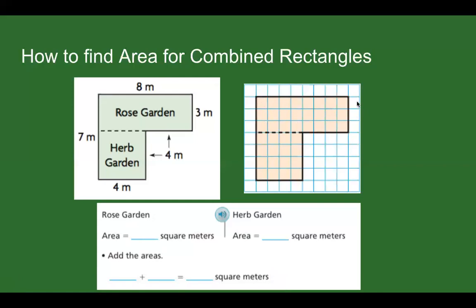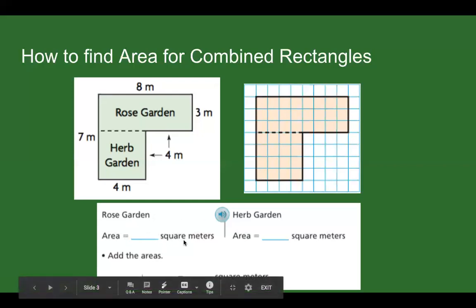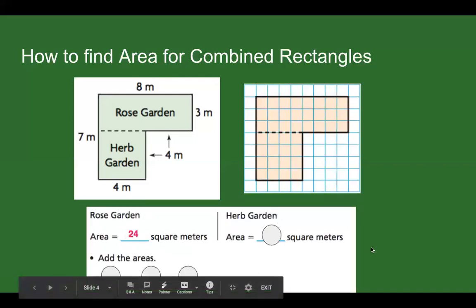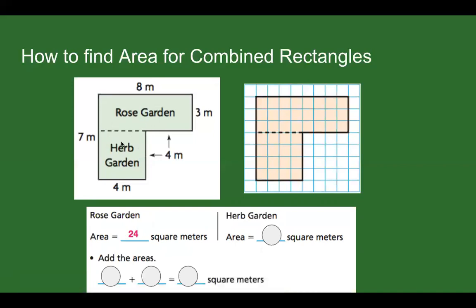Notice that this side is 3, and this side is 8, just like there's 8. So you can use the numbers or the grid paper. Pause this video if you need to. 8 times 3 to get the area of the rose garden in square meters. All right, so you should have done 8 times 3, and hopefully you got 24. But we're not done yet, because that was only the area of the rose garden. We now need to find the area of the herb garden, and then eventually we're going to combine them.